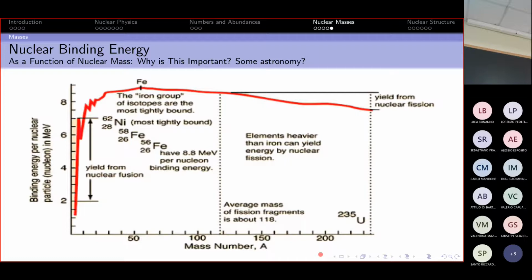Just a question. Is this tightness of the atom of iron related to the fact that as soon as a star starts to produce it, it's like a sentence to death? Mm-hmm. Yeah. Yeah, you're absolutely right, and we'll talk about that.